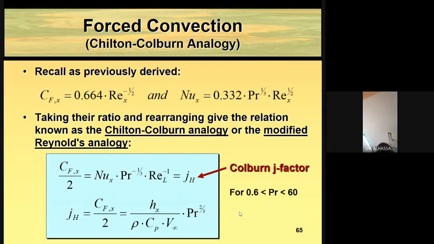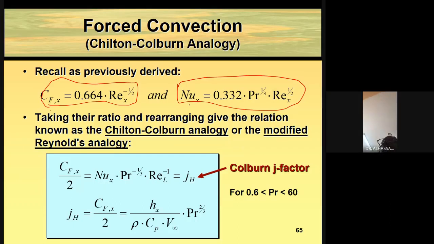So now, by doing this, the equation is modified a little bit. If you recall, the skin friction coefficient governing equation is this, and the Nusselt number governing equation is this. If you divide Nu by CF, then we are going to get this particular equation.